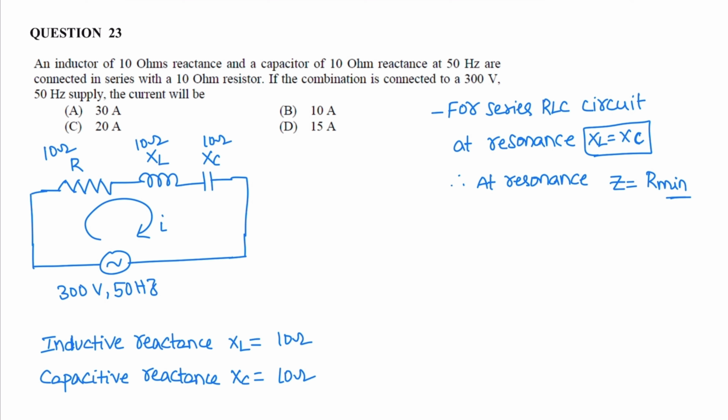And they ask to calculate the current. So current I is V by Z. Here the voltage is 300 volts and the value of Z is R minimum, that is 10. So the total current flowing in the circuit is 30 ampere. So option A is the correct one.